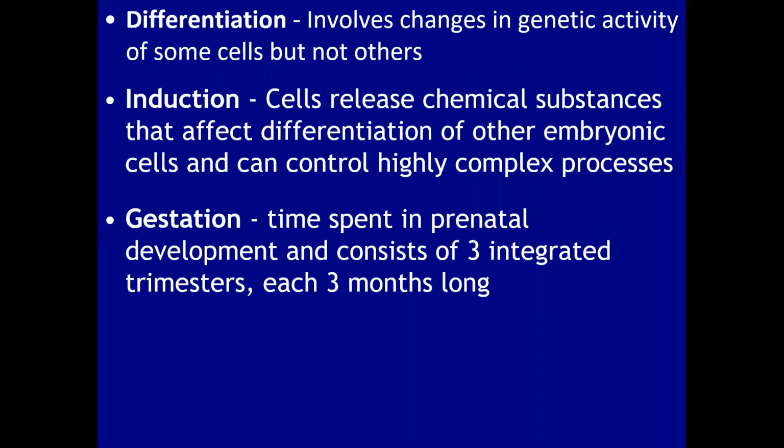Okay, so I referred to differentiation earlier. Changes in genetic activity of some cells, but not in others. So some cells will be triggered to have activity, others will not. When this activity occurs, it's called induction, as you have chemical substances that are going to affect the differentiation of embryonic cells, and it is a very, very complex process. We're not going to go into great detail here, but that is the name of the process, induction. The term gestation just means the time that is spent in prenatal development. So 9 months, 3 integrated trimesters.